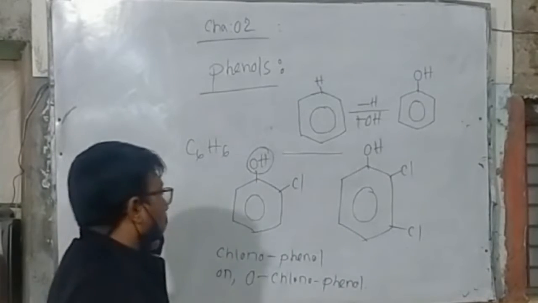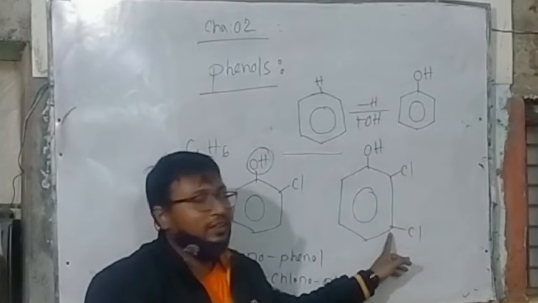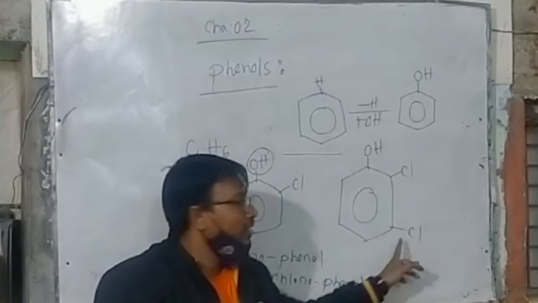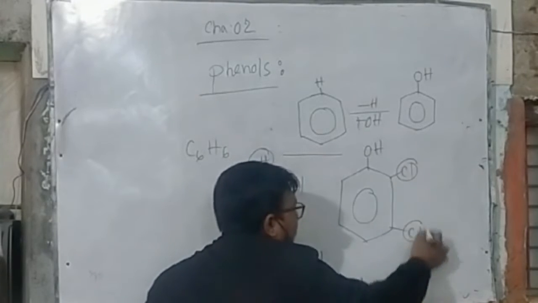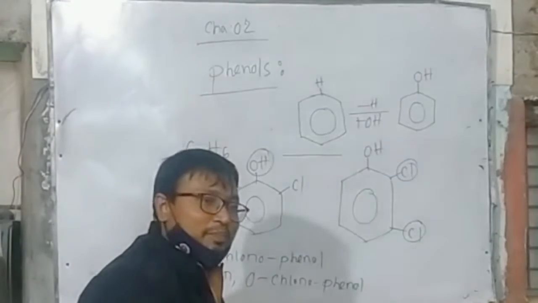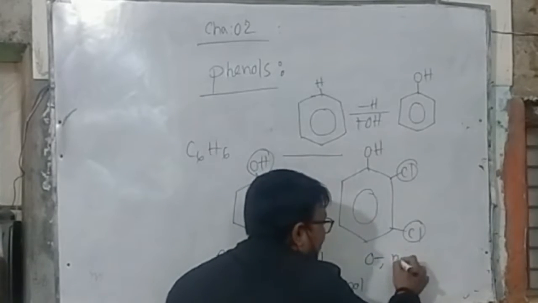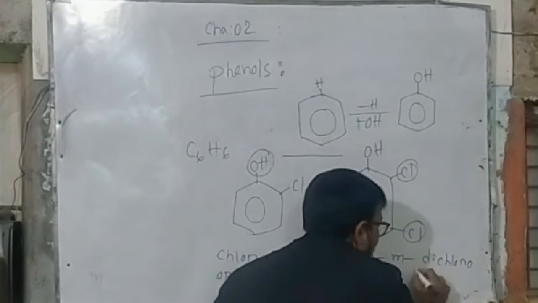Ortho-meta dichlorophenol. The second position is known as ortho, the third position is meta, and the fourth position is para. So there are 2 chlorines. Therefore, we may call it ortho-meta dichlorophenol.